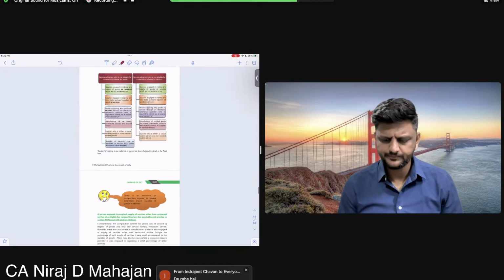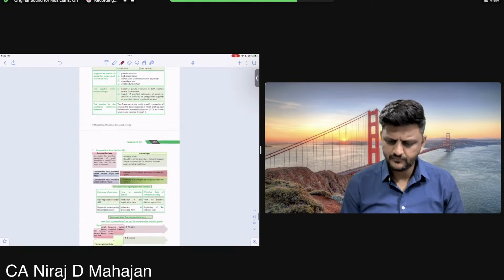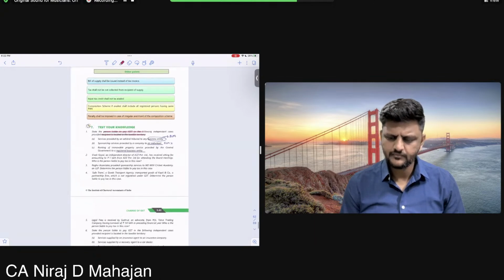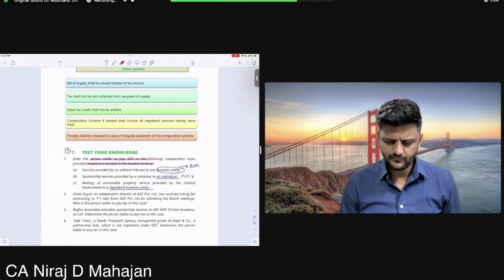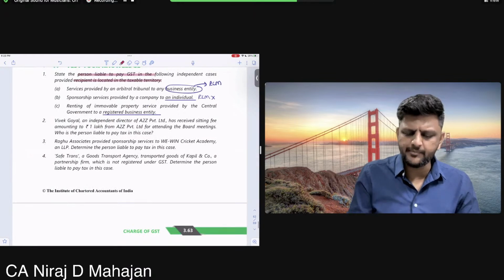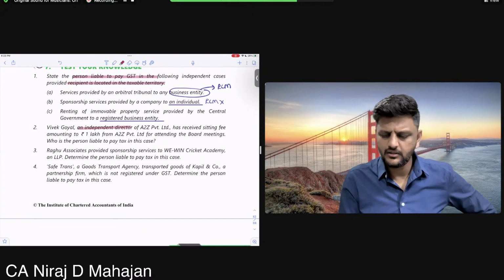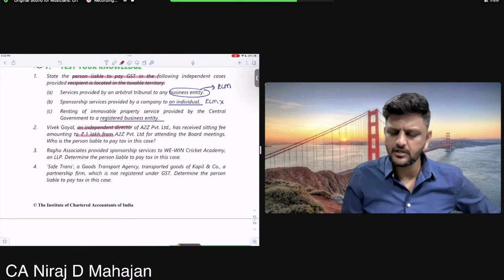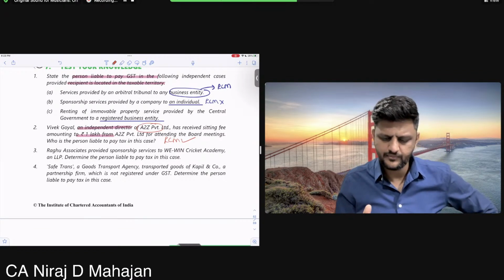Come to Q&A. Question 3.62. Vivek Goel, an independent director of A to Z Private Limited, has received sitting fees of 1 lakh for attending the board meetings. Who is the person liable to pay tax in such case? The company. RCM is applicable. Correct, Leo?